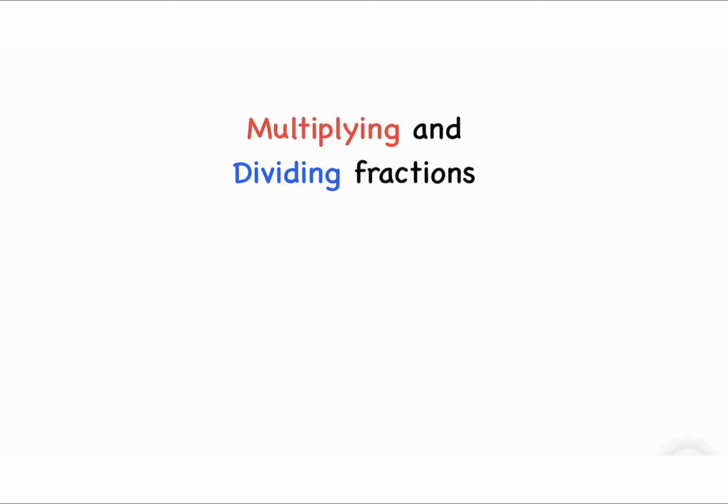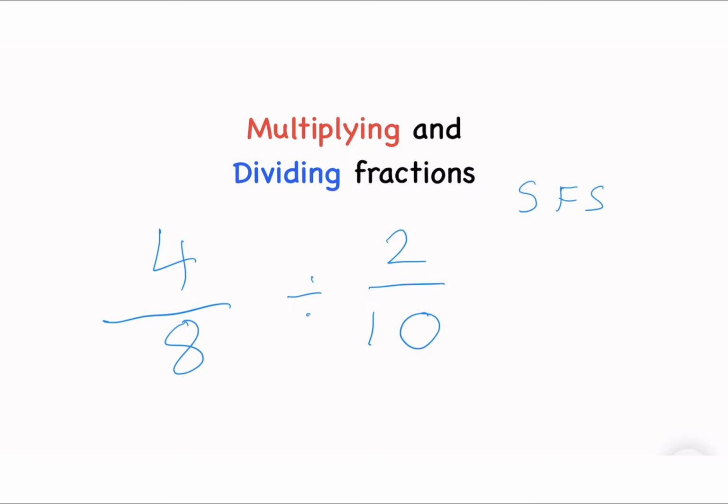Let's take another example. If I take 4/8 and I divide it by 2/10. So, again, thinking about my rhyme, stick, flip, switch. Well, again, I can't stick anything because I've already got a fraction. So I'm focusing on my flip and switch. So I'm going to flip it. So instead of 2 over 10, it's now going to be 10 over 2. So I flipped. Now I'm going to switch again.